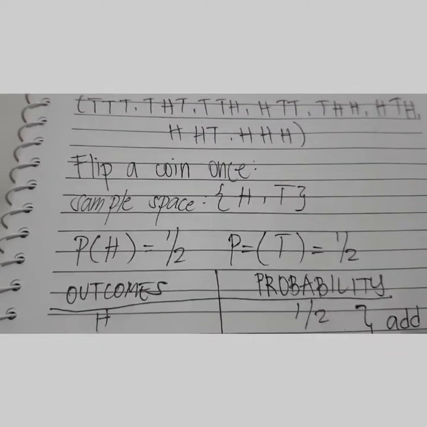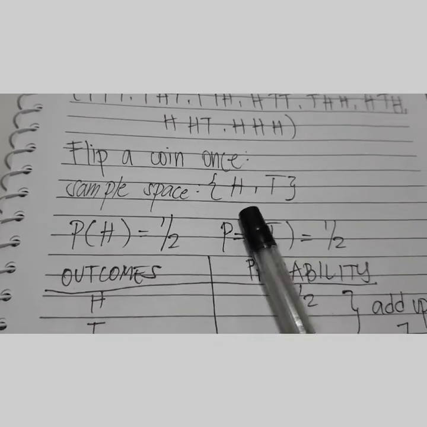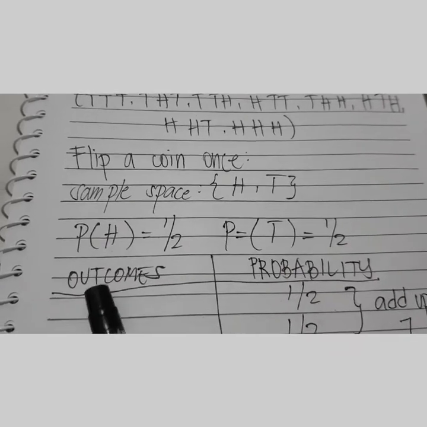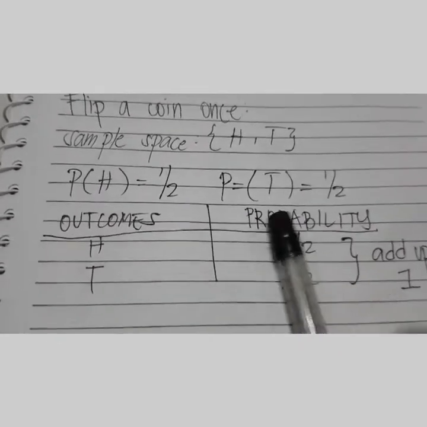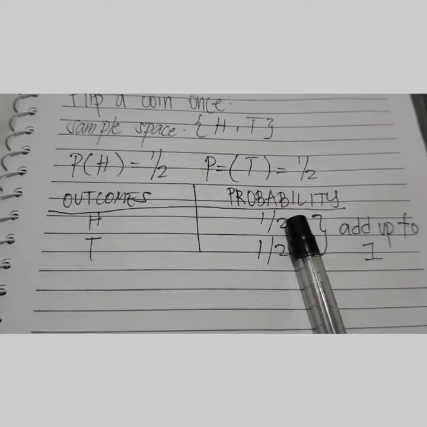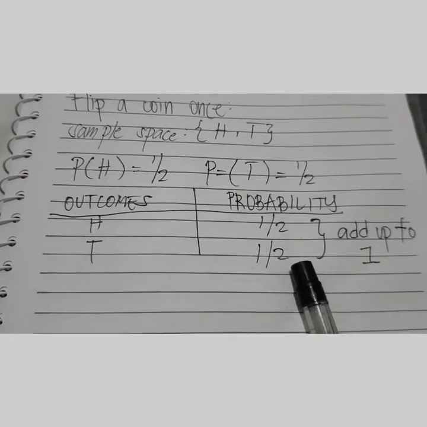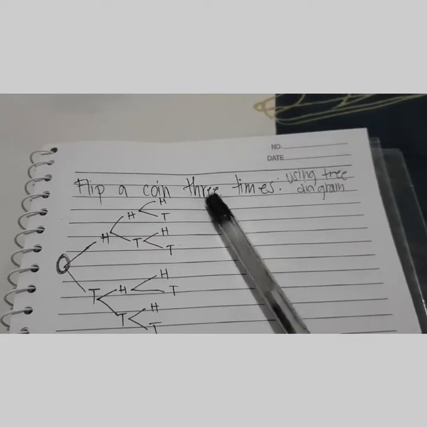Example number 1: if you flip a coin once, the sample space is head and tails. The probability of head is 1/2, the probability of tails is 1/2. This is the table: head 1/2, tails 1/2, and the total equals 1. Another example is flipping a coin 3 times using a tree diagram.